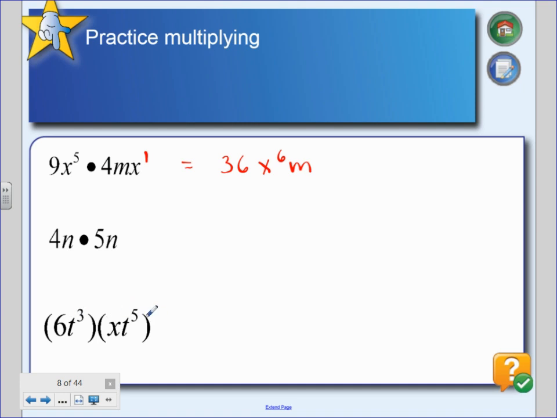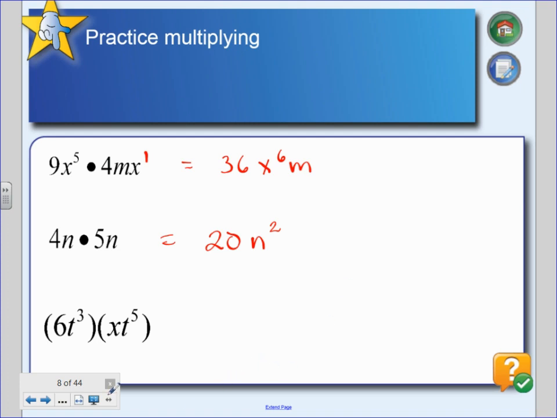4n times 5n. We're not adding here. This is multiplying. So we go 4 times 5, out of order by the commutative property, is 20. And n times n is n squared, n to the second power.